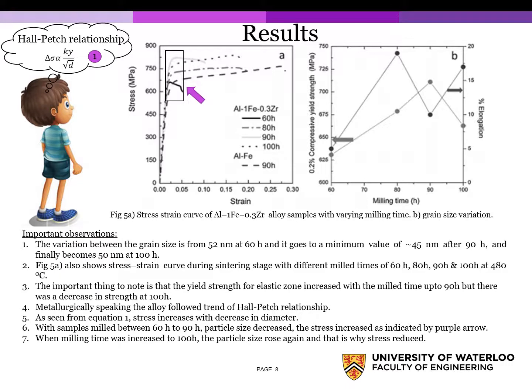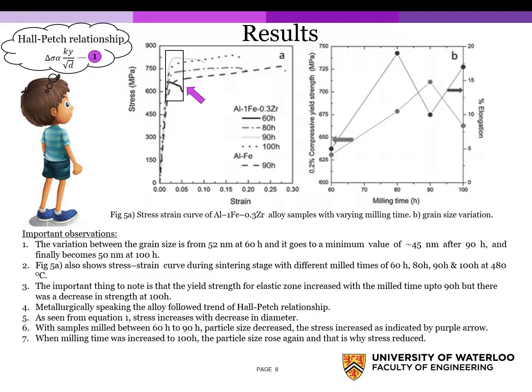So this slide shows the stress-strain curve of Al1Fe.3Zr alloy samples with varying milling times. The most important observations from this graph are the variation in grain size, from 52 nanometers at 60 hour mill time to 45 nanometers after 90 hour milling time, and finally 50 nanometers at 100 hour milling time. Another thing to note is that the yield strength of the elastic zone increased with mill time up to 90 hours, but thereafter there was a decrease in strength at 100 hours.